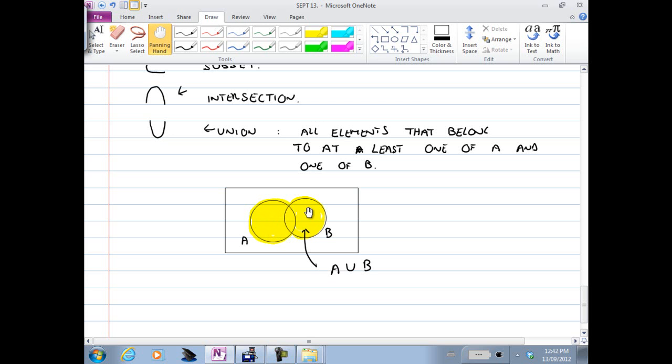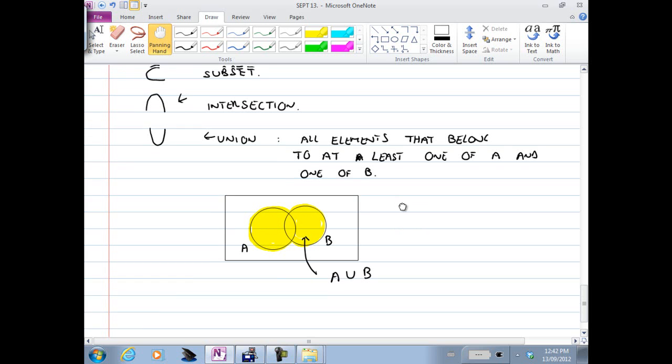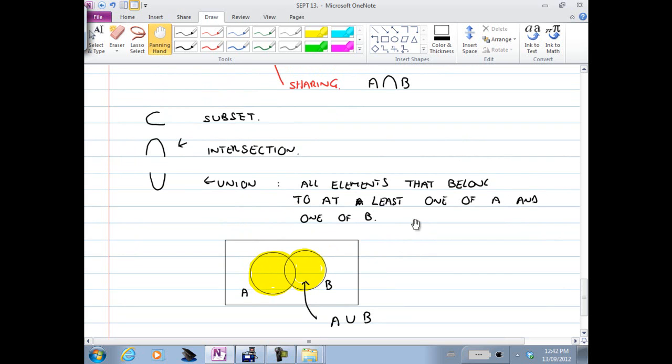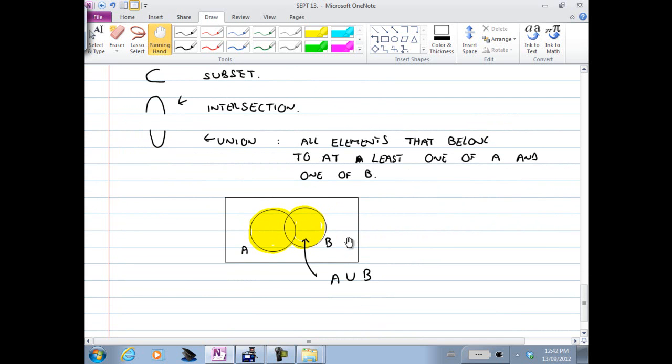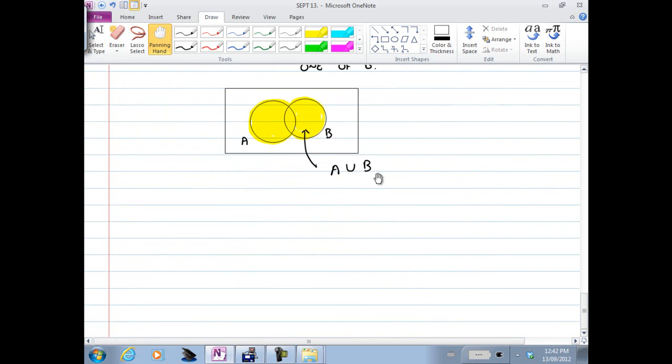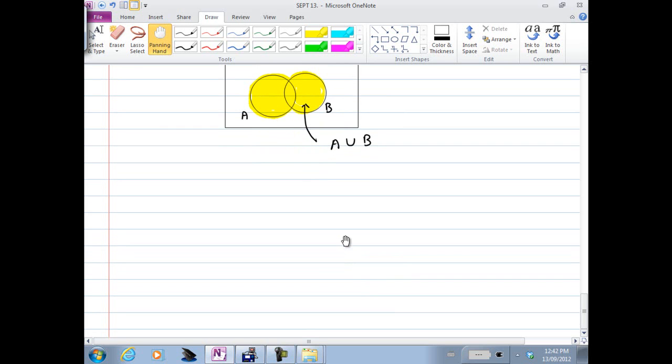Question? For now, we're only going to deal with 2. In grade 12, you deal with 3 things. Yes, you will. If the 2 circles are separate, there won't be an intersection. It's only when the 2 circles intersect that you can have either an intersection or a union.